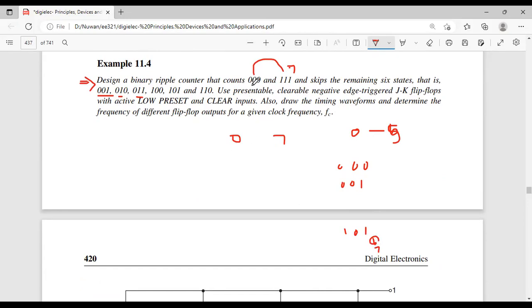So here you are counting only 2 states, but maybe in this question you are counting 5 states and skipping 2 states. Here you are counting 2 states and skipping 6 states. Maybe it can be changed. So this kind of exact design you will get.